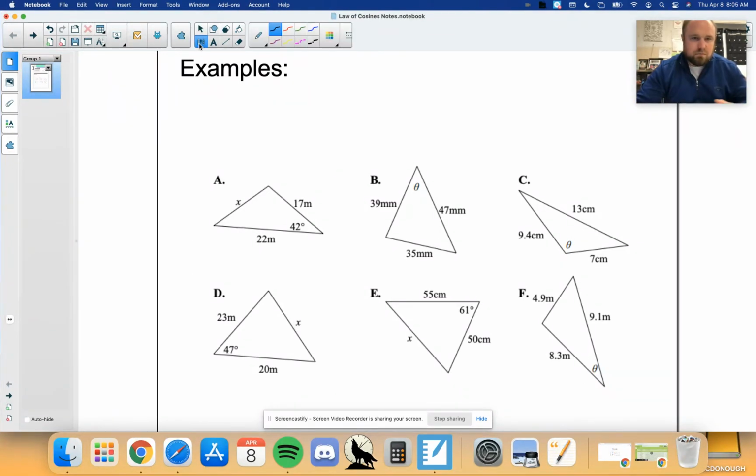For the first one, we are looking for side length X. The way that I am going to start my equation is x squared. Whatever side I'm looking for, I'm always going to start with that squared. Then I'm going to take the two other sides that are given and square both of them and add them together, as part of that equation that we saw above.